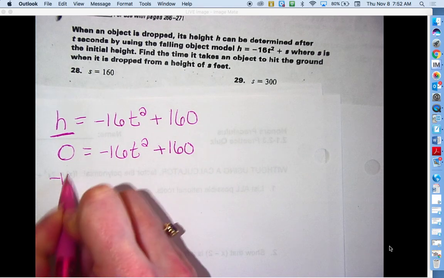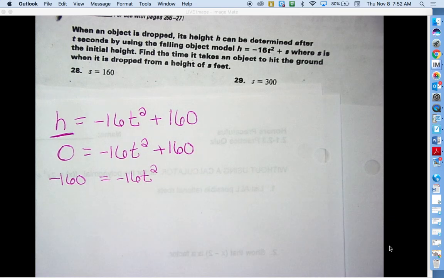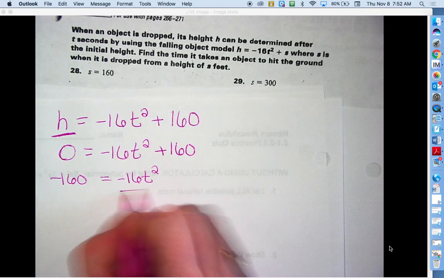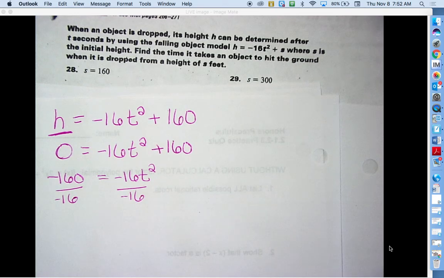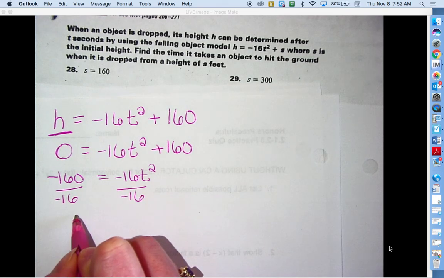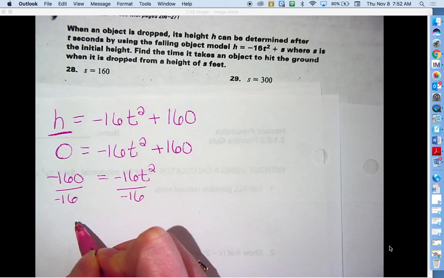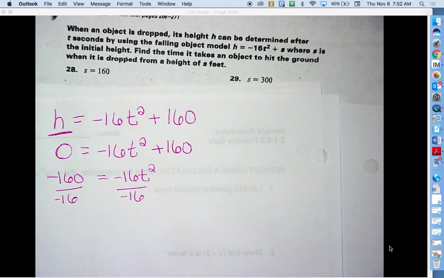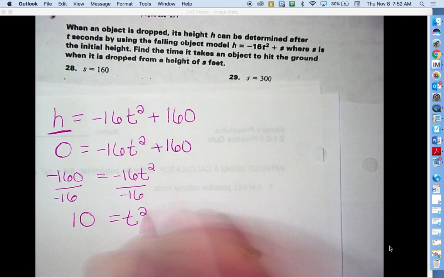So we have a negative 16t squared plus 160 because 160 is where it starts, the 0 is where it ends. And now we have to solve this little equation. So Will, what would you do to try and solve this equation for t squared? Subtract 160. Sure, let's take the 160 to the other side. We're trying to get t squared by itself, so we want to isolate it. You could take that 160 to the other side. And then what else would you do, Will? Minus 16 from both sides.